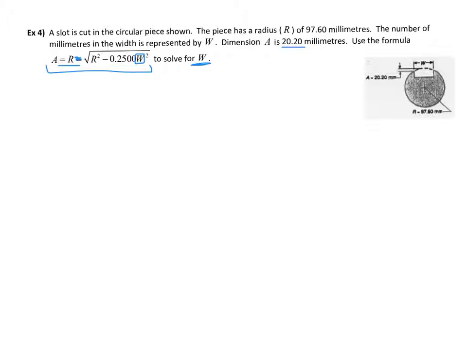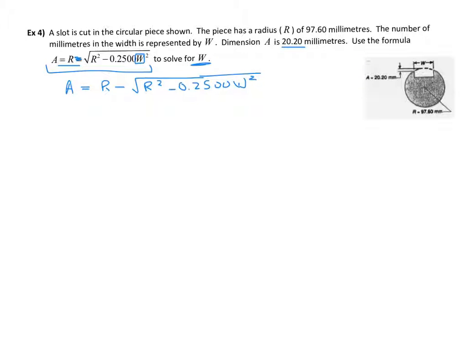So we could take this whole equation and get W by itself first and then sub in our values, or we could sub in the values first and then solve for the W. I'm going to try solving this for W first just to show that, yep, it can be done. So let me rewrite that without all the stuff around it. So that's R minus the square root of R squared minus 0.2500 W squared.